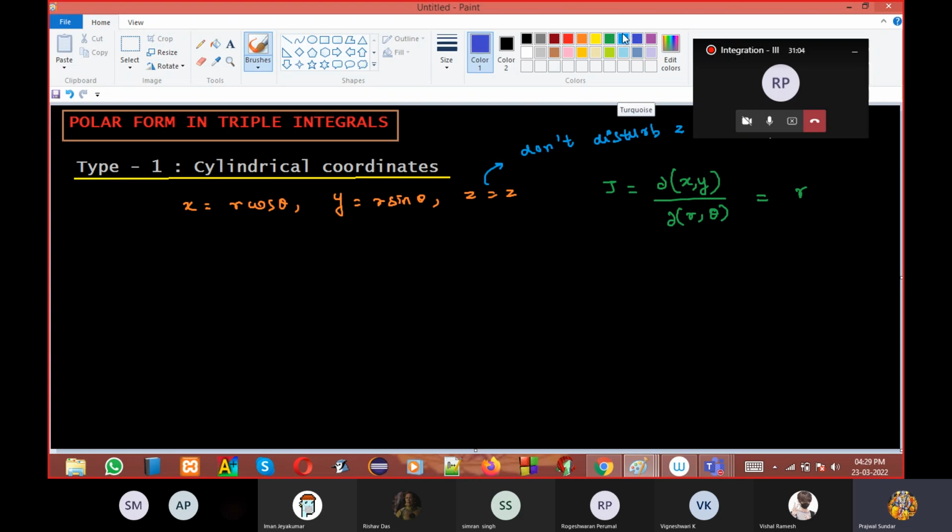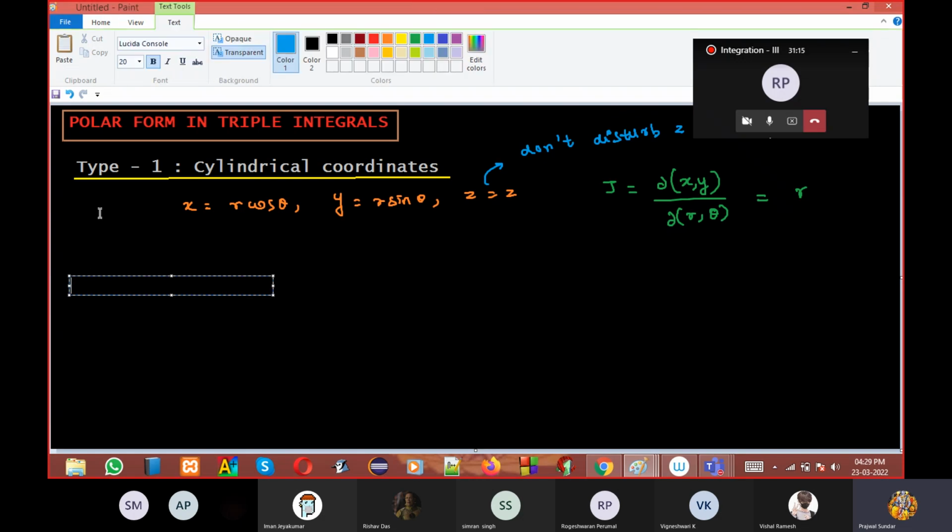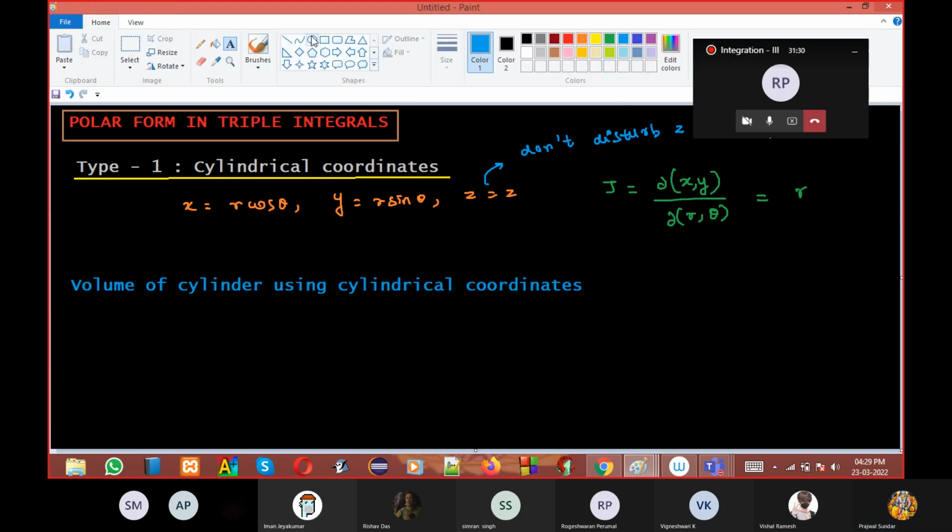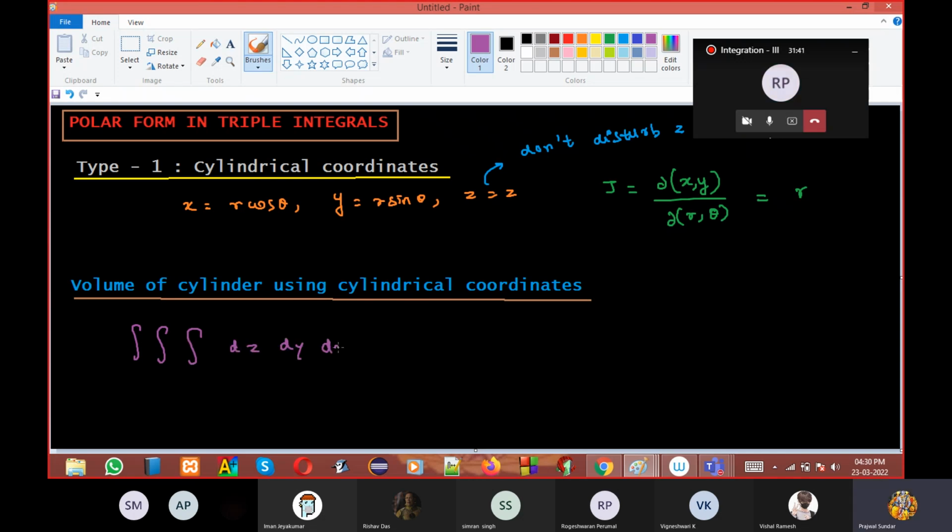Now we will see how to use this carefully. Find the volume of a cylinder using cylindrical coordinates. Obviously, first we'll see the cylinder. Look at this carefully. What is the actual integral? You have to do dz, dy, dx. Am I right?